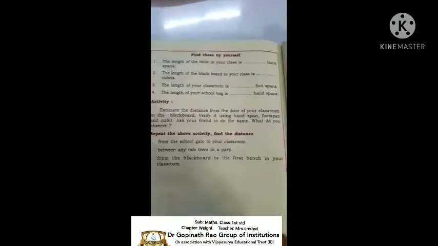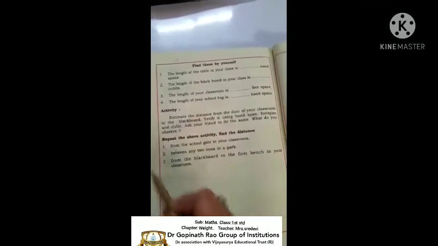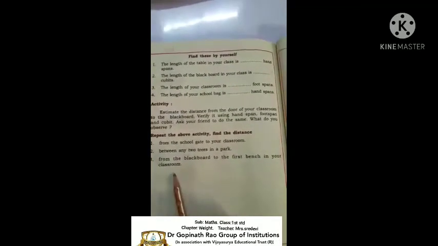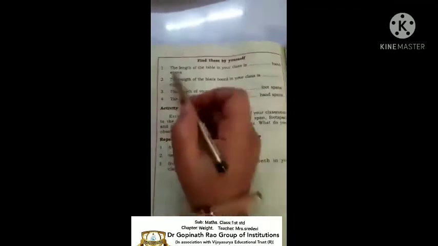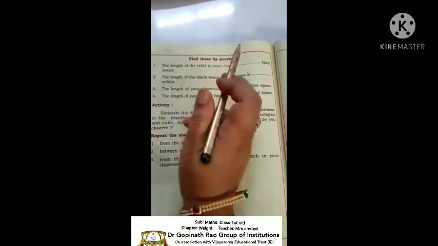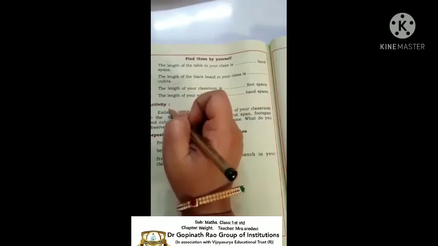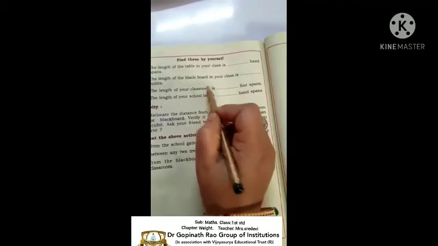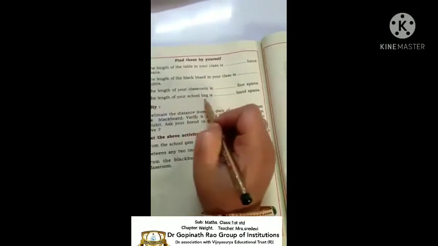Whenever you go to school, children, you try to do all these activities. Or else you can measure with the help of things at your home. If you don't go to school, you can do it at home, because now it is corona and you can't go. So instead of the classroom, you take a measurement of your room, bedroom, or hall.